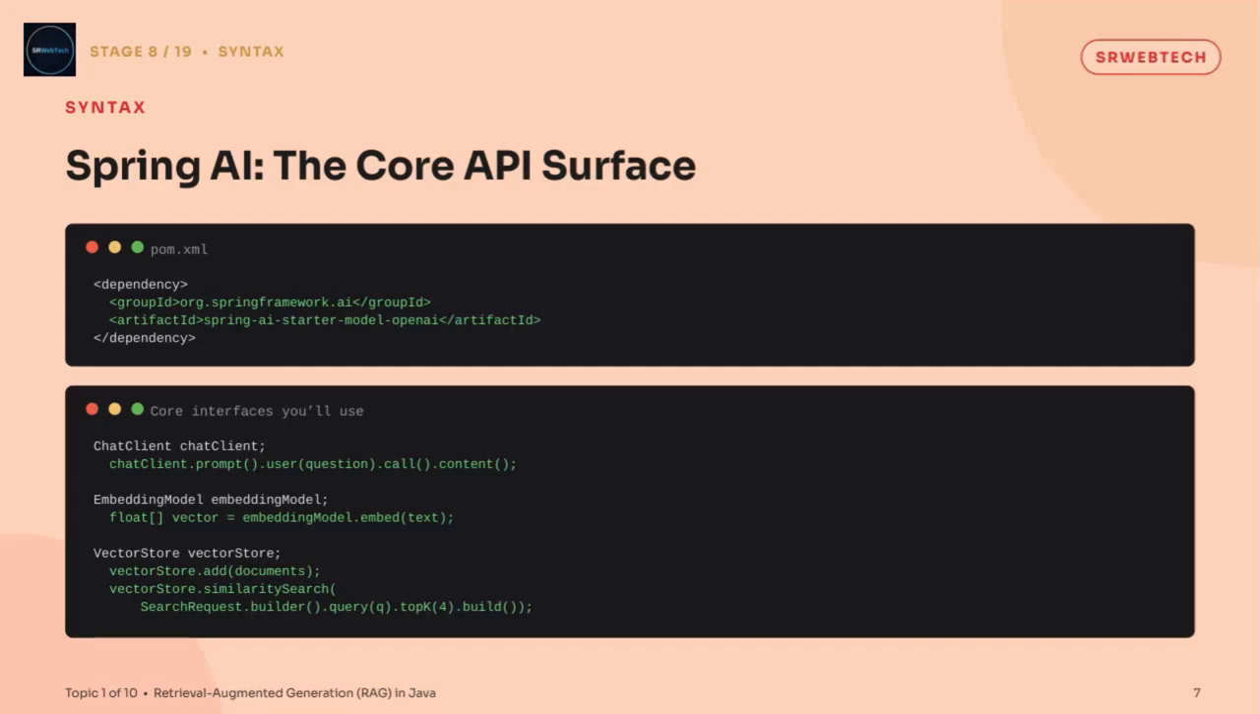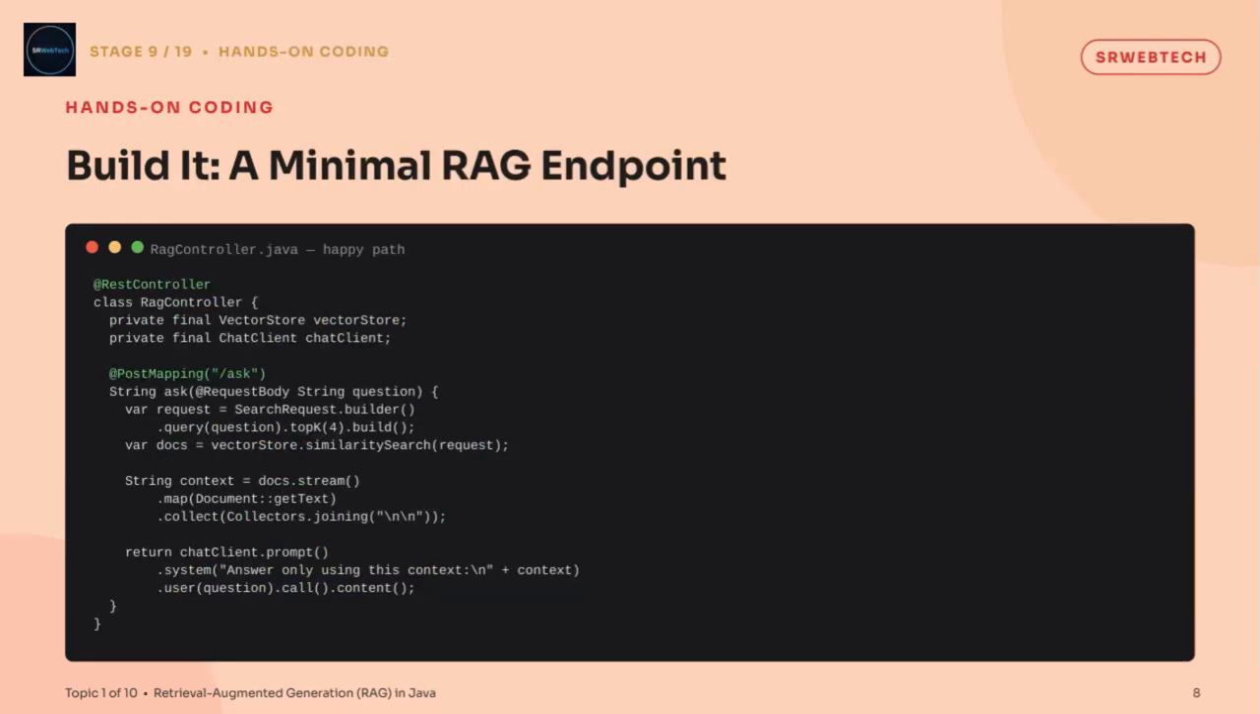Let's dive into the first topic, Retrieval-Augmented Generation, or RAG, in Java. Here, you'll work with 3 core interfaces. ChatClient handles the conversation flow, letting you send a question and get a response. EmbeddingModel transforms text into vectors, numerical representations that capture meaning. VectorStore stores these vectors and lets you search for similar content quickly. All of this is part of the Spring AI Starter library, which you include in your project's dependencies to get started.